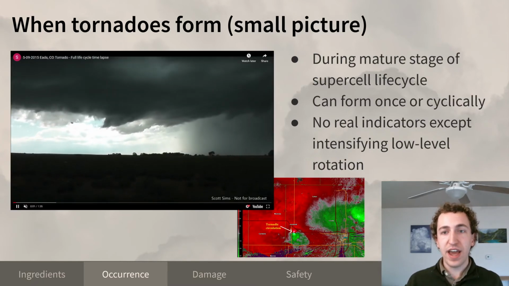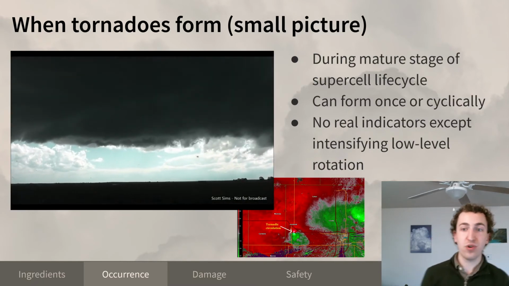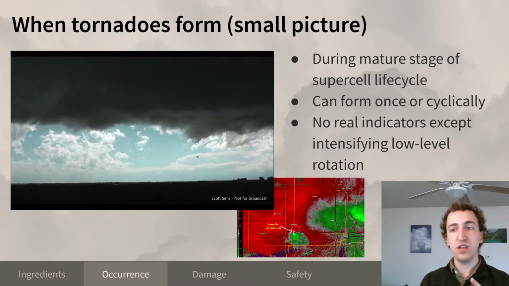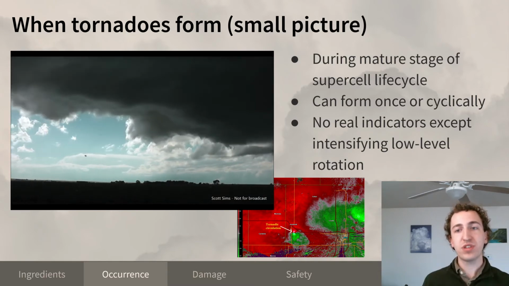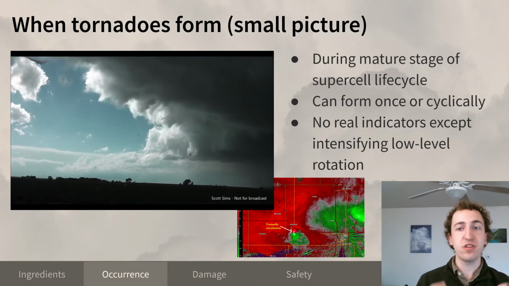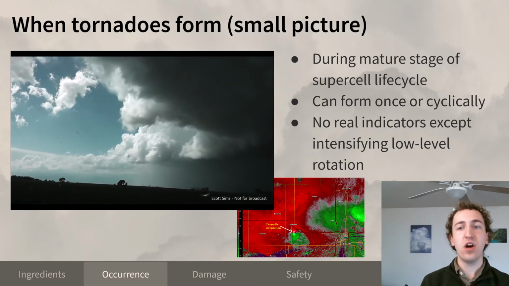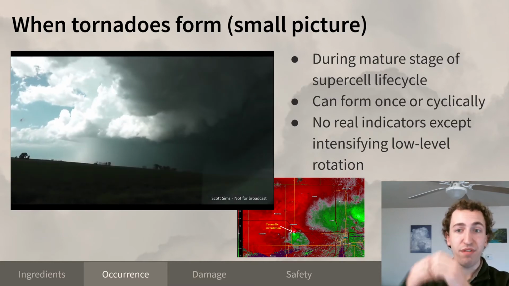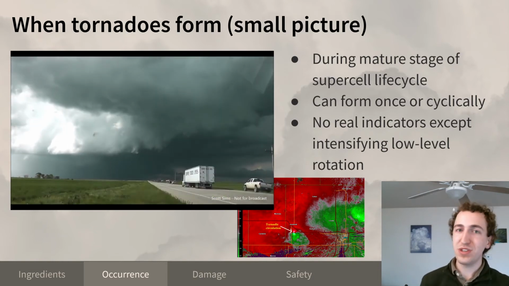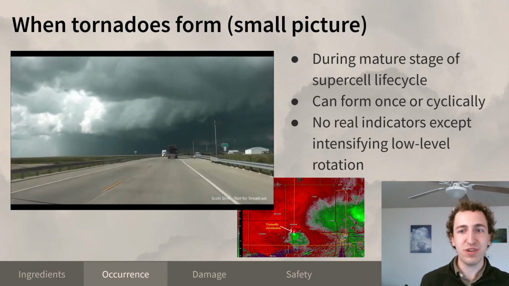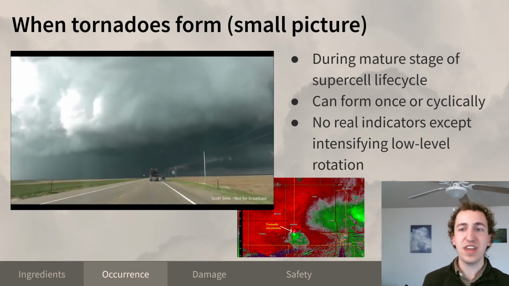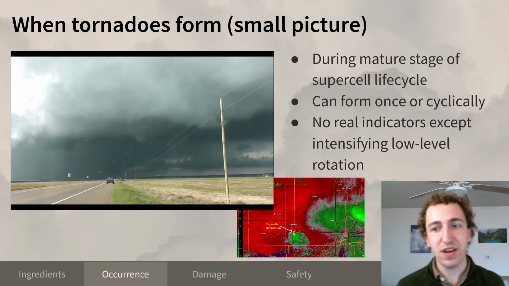If we look instead at when tornadoes form on the small picture, or in the context of a given storm, it is during the mature stage of the supercell life cycle. So it's once the supercell has really had a chance to form a robust mesocyclone, so you're getting enough vorticity. It also has a chance to get both the forward flank downdraft and rear flank downdraft so that those interactions end up creating the stretching we need in order to form a tornado near the ground. And that's what you're seeing in this time-lapse video that's playing over there.